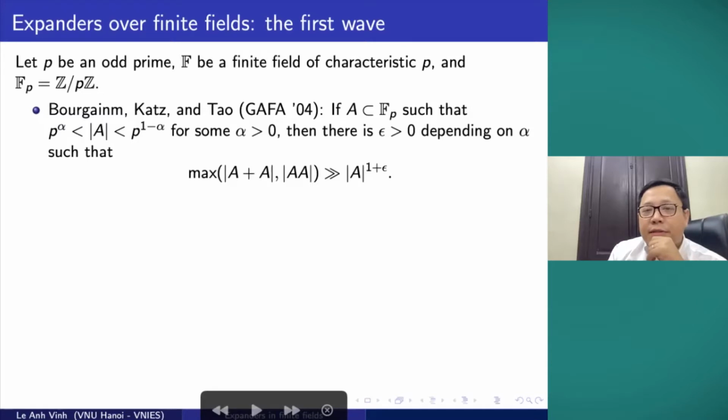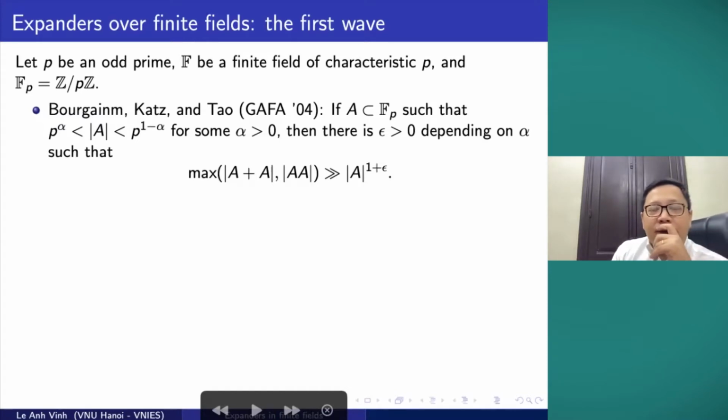For example, if you take the arithmetic progression, then the sum will have a similar size to the original set. It's only double the size. And if you take the geometric progression, the size of the product will be about 2 times that of the set. So we expect that if the polynomial is not of an additive or multiplicative structure, then it can be an expander.